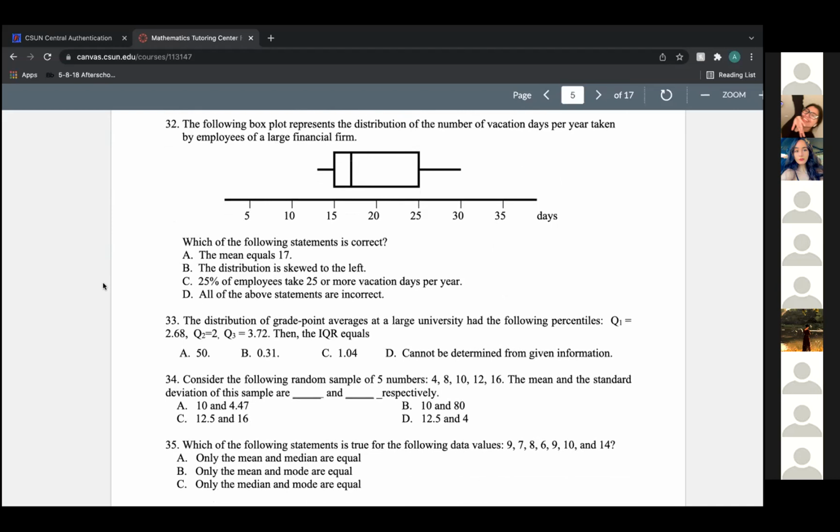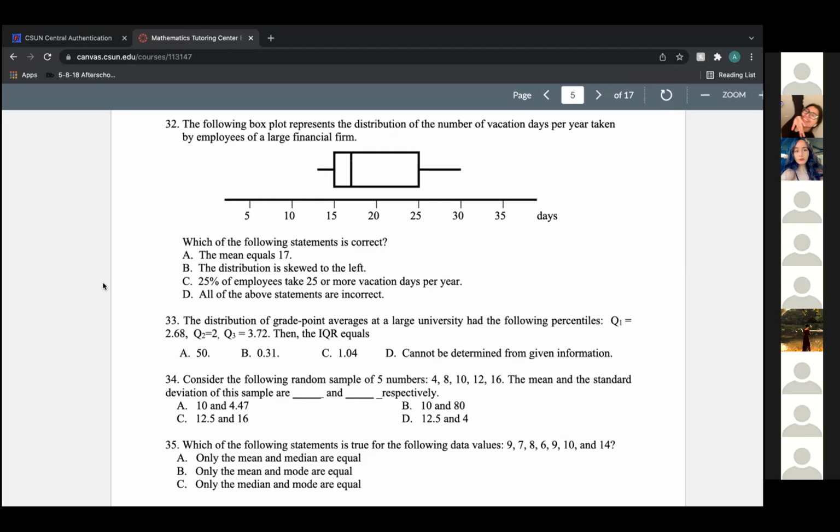B, the distribution is skewed to the left. No, the left half is really bunched up. It's very tight, whereas the right half is really spread out. So there's a long tail on the right side. So no, it's not skewed to the left. It's skewed to the right.